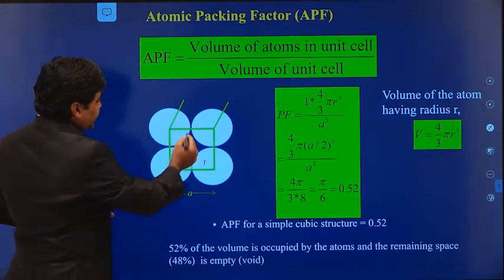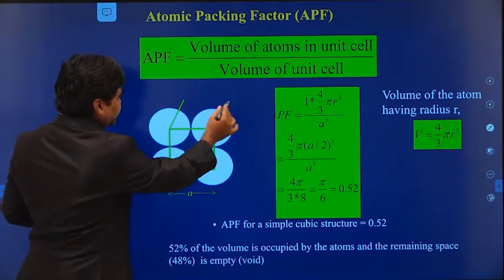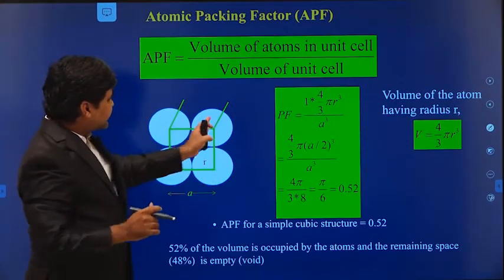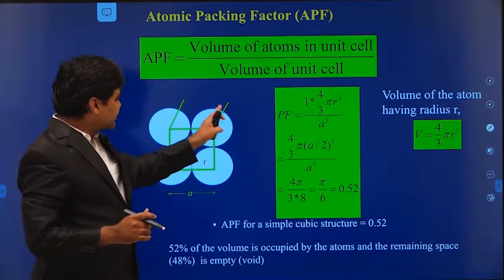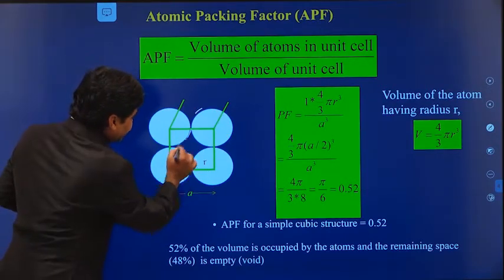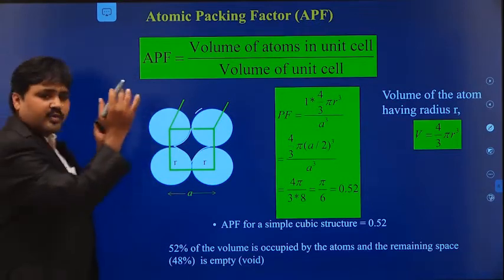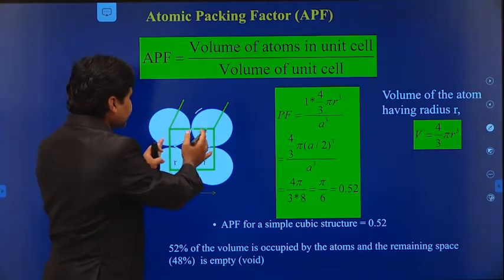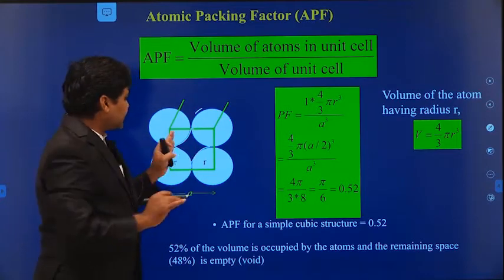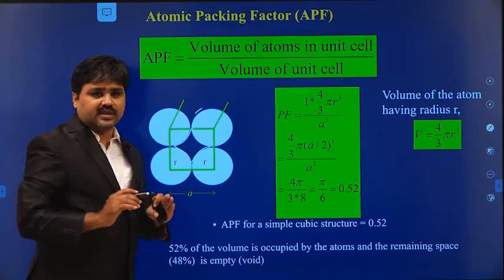Here you can see, within the unit cell, this unit cell is the cube one, but the atoms are spherical in nature. Here you can see there will be some free space. Now we are going to calculate how much space is occupied by these atoms in the unit cell.